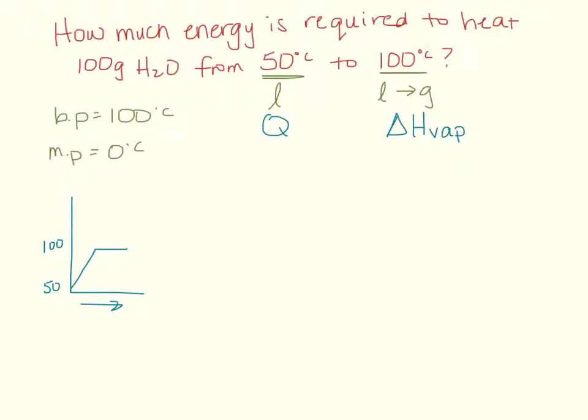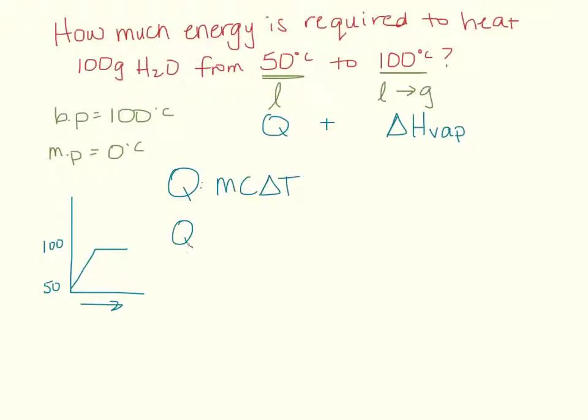So the first thing I'm going to do is my Q, and then of course at the end, once I do all of my calculations, I'm going to add my Q value to my ΔH vap value, my delta H vaporization value. So let's do our Q first. Q equals MCΔT.